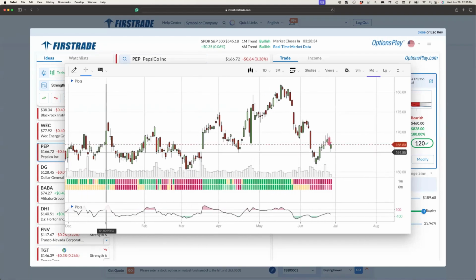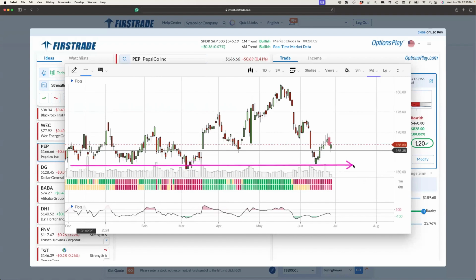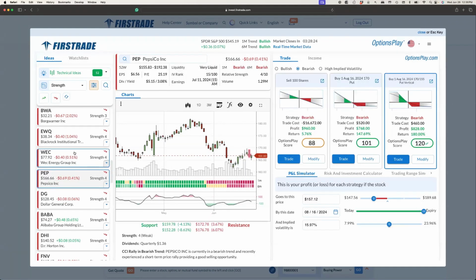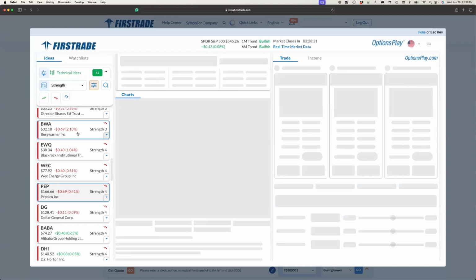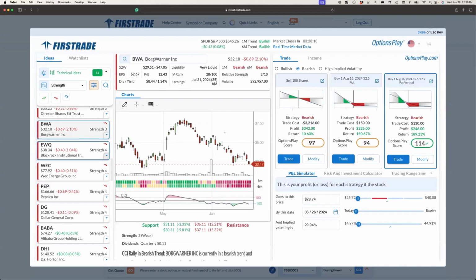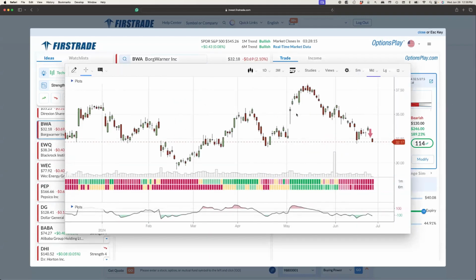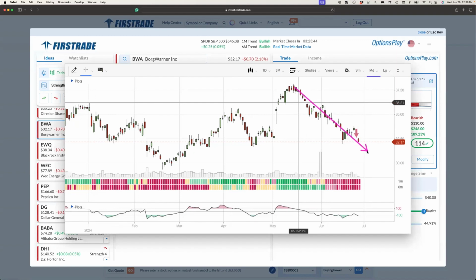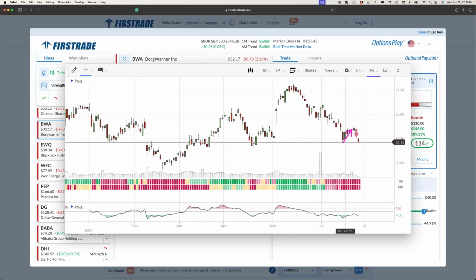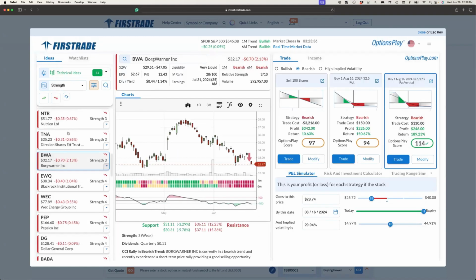Not as crystal clear because there's clearly a lot of major support here, right? So maybe this just targets here and it could bounce back. Hard to say. I have to do a little bit more research within that specific industry, consumer staples. BorgWarner, clear bearish trend. Recently had a small rally here, and looking to continue that move lower.